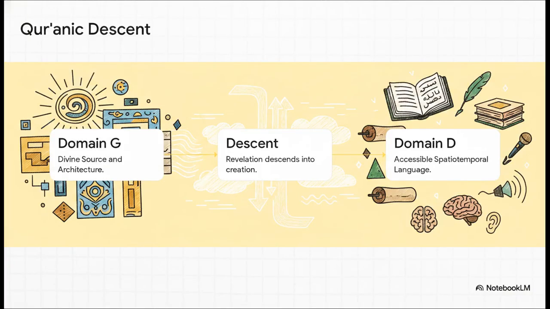So, this obviously raises a pretty huge question. If human minds can't reach upward to comprehend God, and if domain D can absolutely never cross over into domain G, how do we have true knowledge of Him at all? Well, the framework solves this through what it models as the Quranic descent. Instead of human intellects desperately trying to reach up, revelation moves downward. It bridges the gap. It starts from an uncreated domain G origin, divine authorship, and literally descends into creation, showing up in domain D as accessible Arabic language, ink, and sound that we can actually grasp.